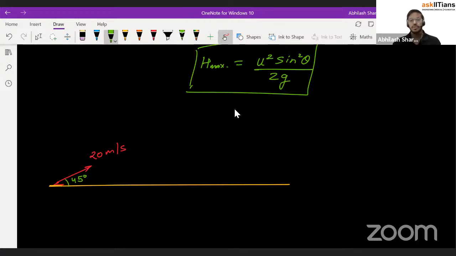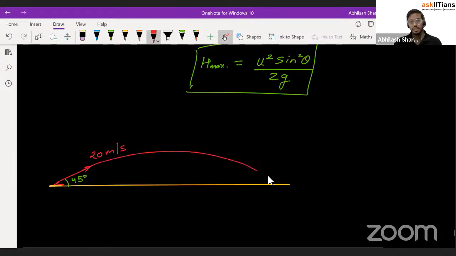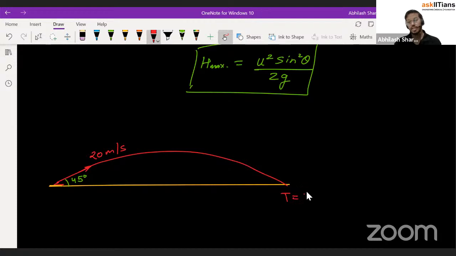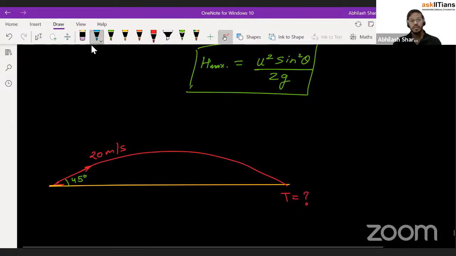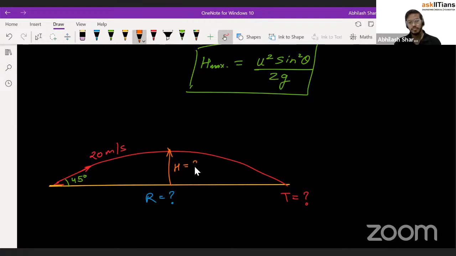So you guys have to determine all the three things. After what time the missile hits the ground, get the value of that time, find out what is the range of the missile, and find out what's the maximum height attained by the missile. All the three things you have to calculate. So try answering in the private chat.